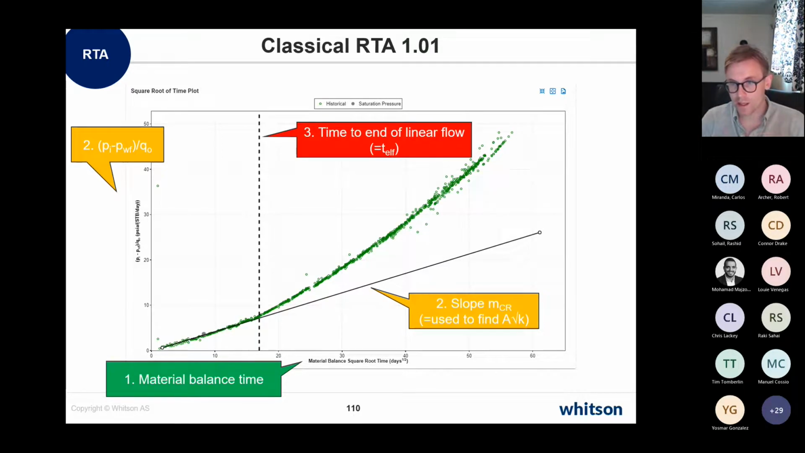And the last thing is the time to end of linear flow line. This time to end of linear flow line, in dashed, that you'll see in our software and other software, you can move around in all the plots, and that is either decreasing or increasing your pore volume, and it also changes the parameters that we're resolving in terms of fracture half length and permeability. So we'll take all of these different pieces and try to break them down one by one, starting with material balance time. Material balance time is also used a lot in fractional RTA, and in the flowing material balance. So it can be important to know at least the most important things related to material balance time.